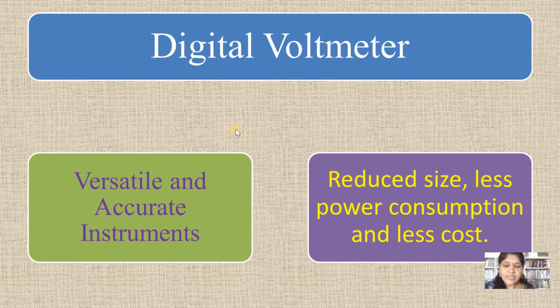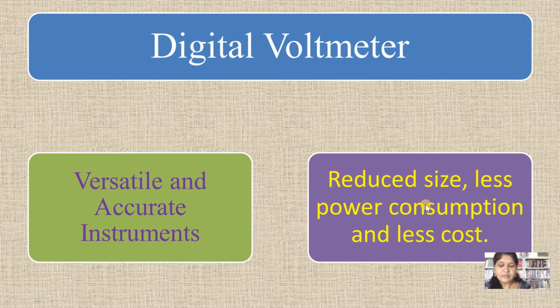Digital voltmeters are versatile, accurate instruments which are used in the laboratories. They are widely used for measurement purposes because their size is less, they consume less power, and their cost is also very less. So we can see that digital voltmeters are very versatile instruments because of their reduced size, less power consumption, and less cost. Due to these reasons, they are most widely used in measurement applications.